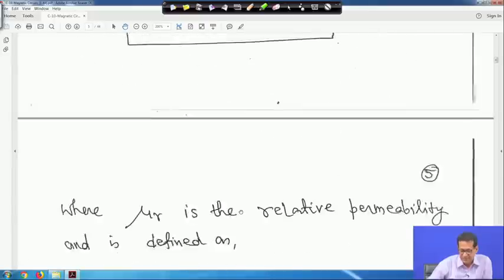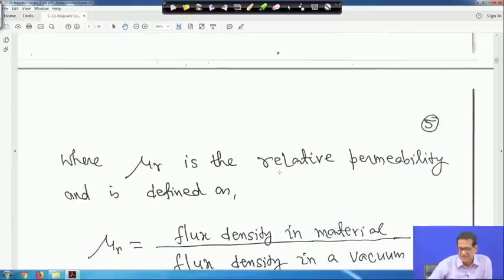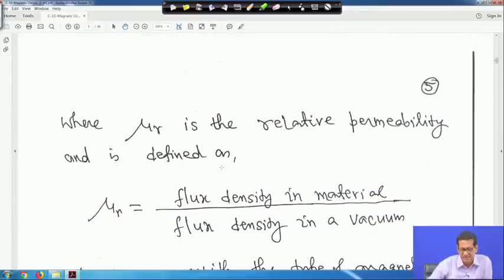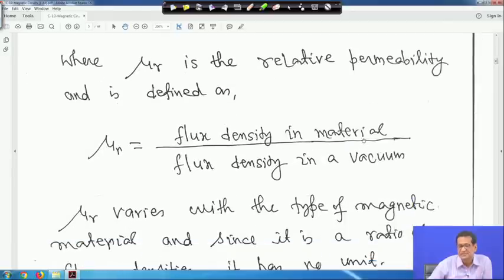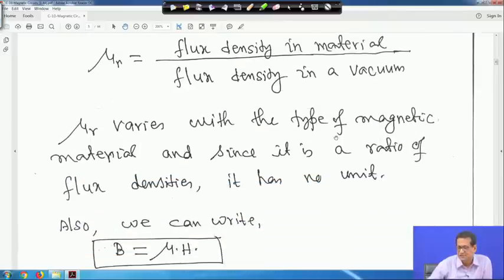Here mu r is the relative permeability and is defined as mu r equal to flux density in the material divided by flux density in vacuum. So, it is a dimensionless quantity, because numerator is flux density and denominator is also flux density. So, mu r varies with the type of magnetic material, and since it is a ratio of flux densities, as I told you, it has no unit, it is dimensionless.